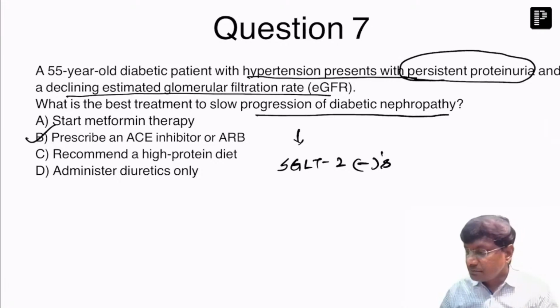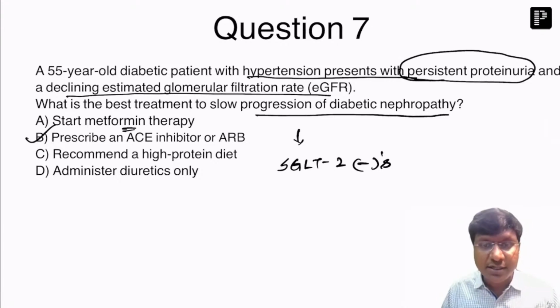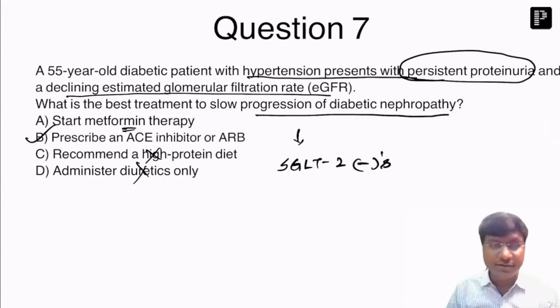Okay. Metformin will only reduce the insulin resistance, but it is not the treatment that we give in case of diabetic nephropathy. And high protein diet should be avoided because already there is proteinuria. When you are giving high protein diet, the proteinuria will get further precipitated. And there is no role of giving the diuretics in case of diabetic nephropathy, where there is declining estimated GFR.